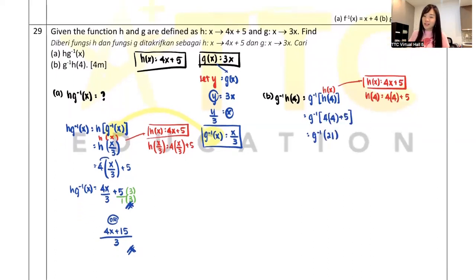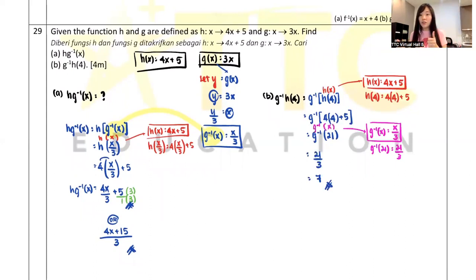Correct? Then until here, again, how do I continue? This one called, again, g inverse x. g inverse x, just now you already got the answer, which is x over 3. So just imagine your x becomes 21. So isn't it your x here also becomes 21? So 21 over 3 is your answer? 7. Done.